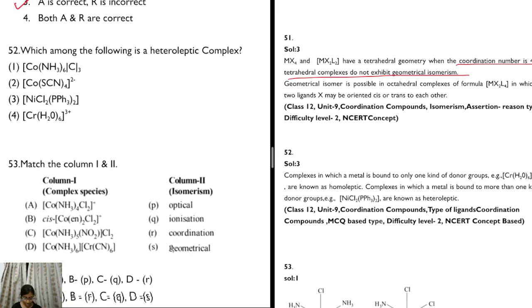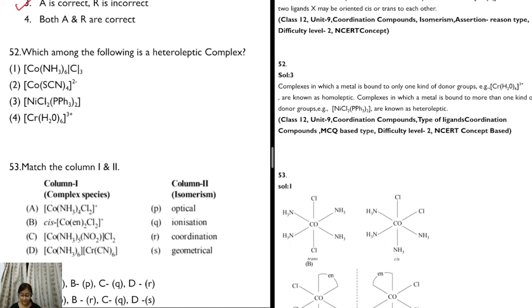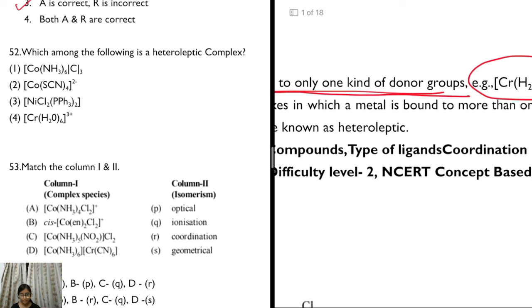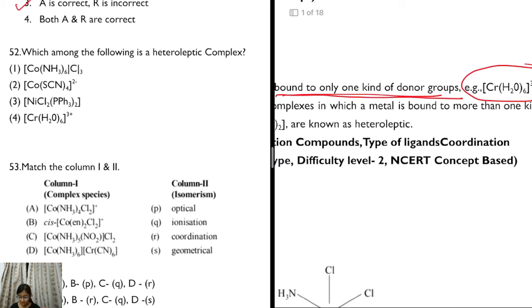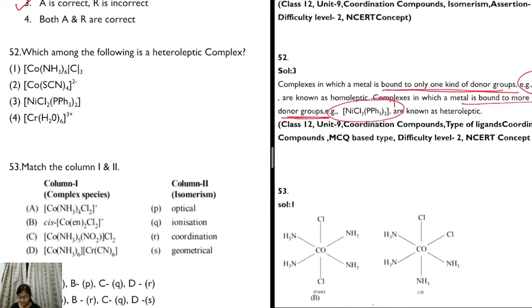Now, in the next question, it is asked which among the following is a heteroleptic complex? Let us see what are homoleptic and heteroleptic complexes. The complexes in which the metal is bound only to one kind of donor group. For example, in this, you can see only one donor group, that is H2O. Therefore, it is homoleptic. And then what will be heteroleptic? In which metal is bound to more than one kind of donor group. That is why you can see in this option, this is heteroleptic. Therefore, this is the correct option as in other options, all are homoleptic.